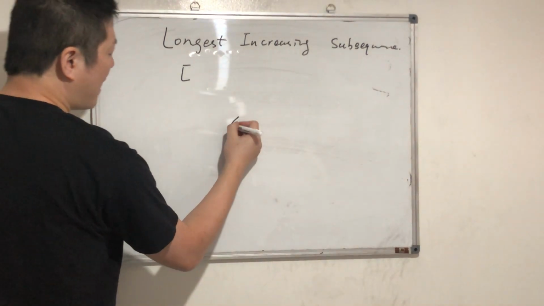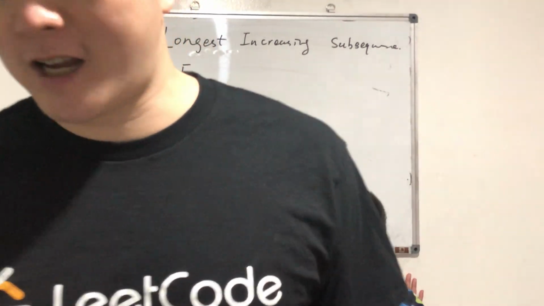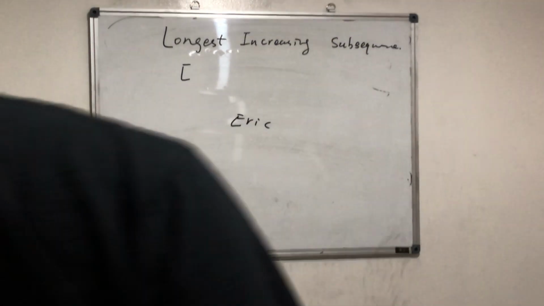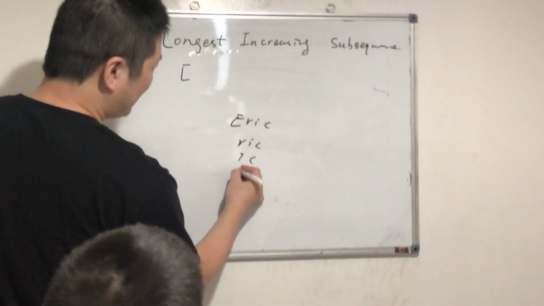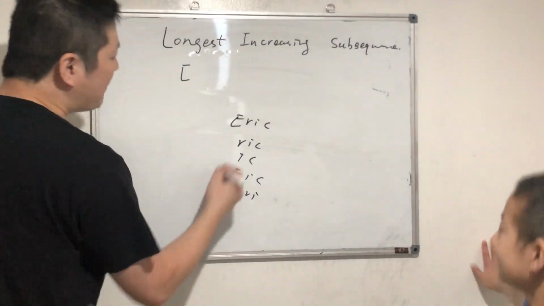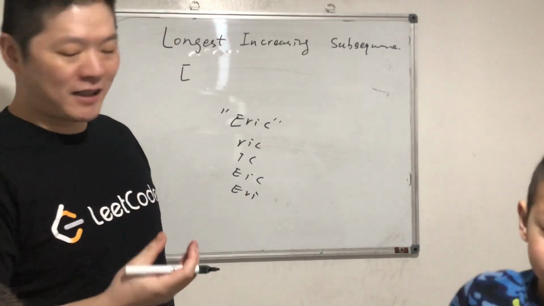Okay, so for example, Eric, E-R-I-C, what's a subsequence? Can you list a few subsequences of Eric? Rick. Dick, egg. Yeah, there are lots. Even Eric is a subsequence of Eric, because you're allowed to take nothing.